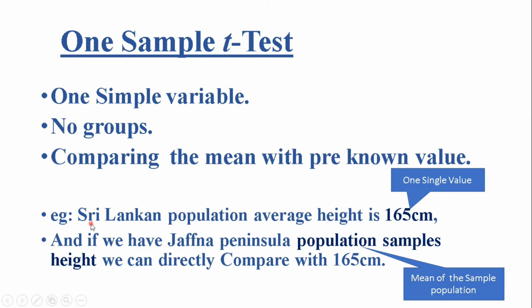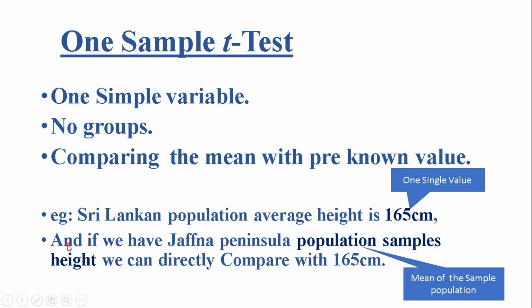So here I have an example, which is the Sri Lankan population. Average height is 165 centimeters. So this is already determined from a previous study, or this remains as a standard, right? So you know that this is the actual average.